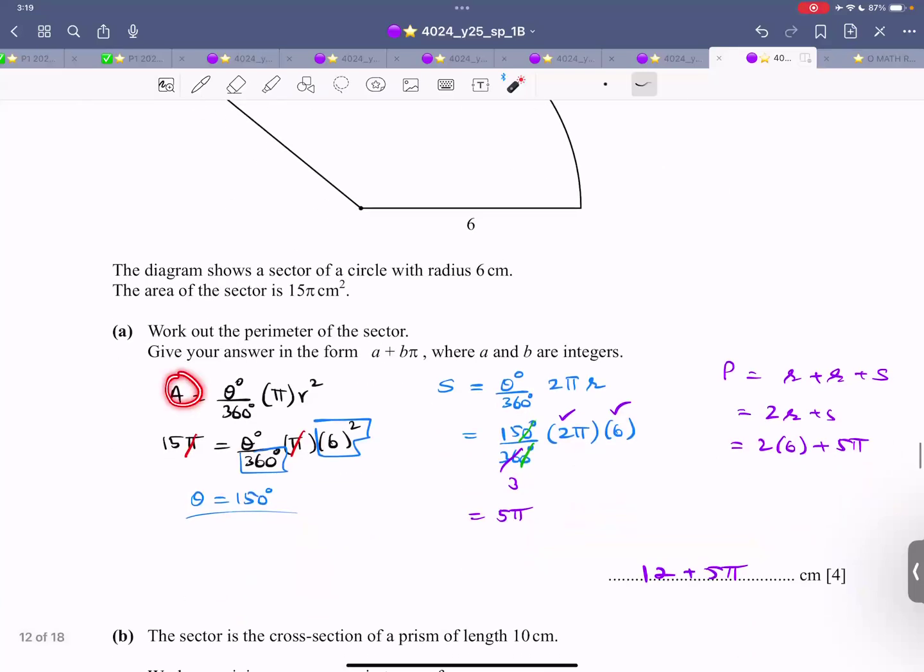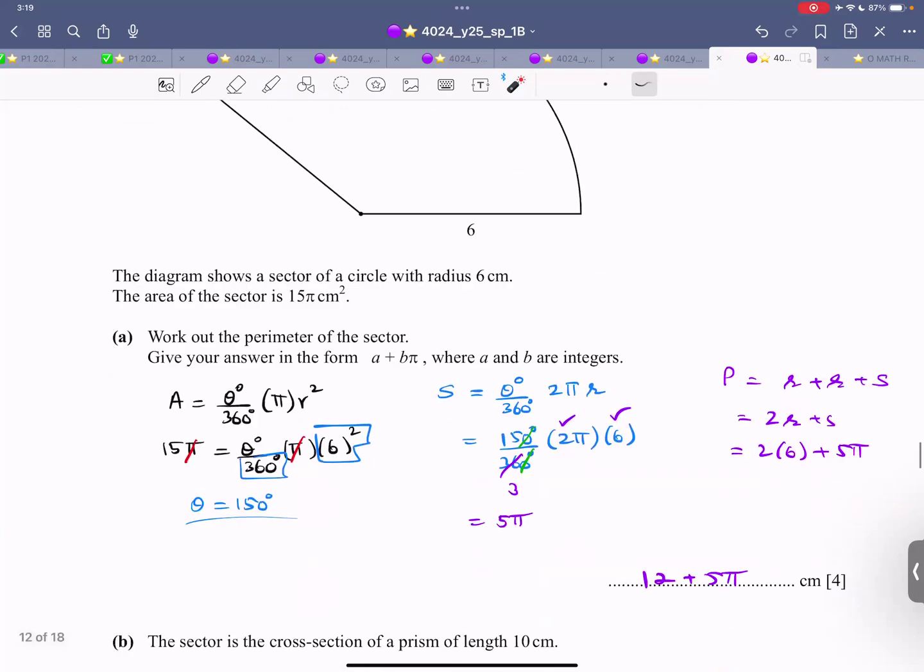Before that, we apply the area of the sector because we need to find the angle. So 15 pi is theta over 360 into pi r squared. Theta comes out to be 150. Plug that in the arc length formula. S comes out to be 5 pi. Paper 1, work out in terms of pi. So now the radius plus the arc length, that is 6 plus 5 pi, that is 12 plus 5 pi.